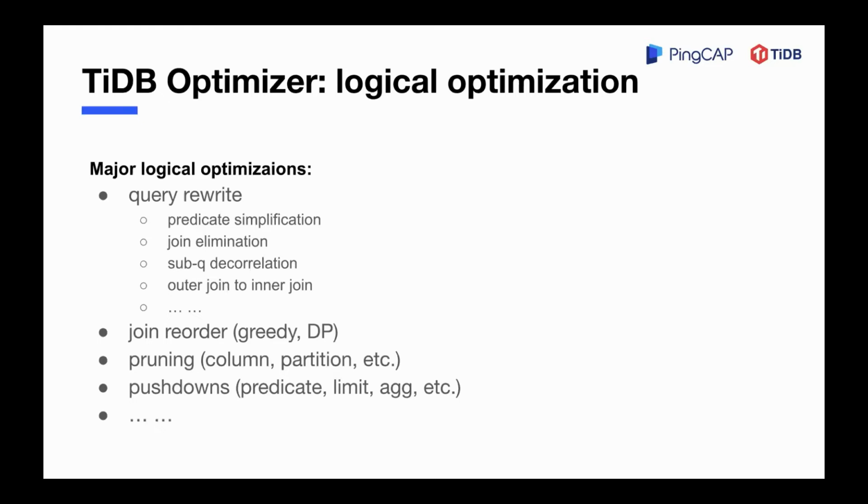So we currently have 2 algorithms. We have a greedy algorithm to find the join order, and we also have a dynamic programming-based algorithm to find the good or optimal join order. And also we have some other logical optimizations like column pruning, partition pruning, and also pushdown, like predicate, limit, or aggregation pushdown.